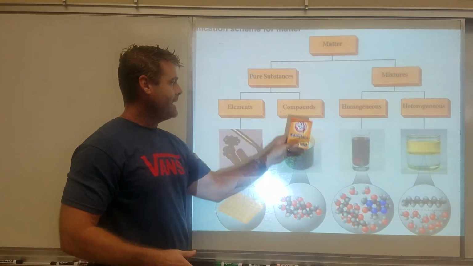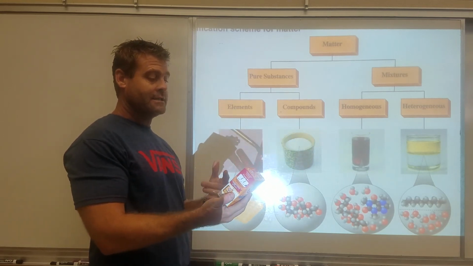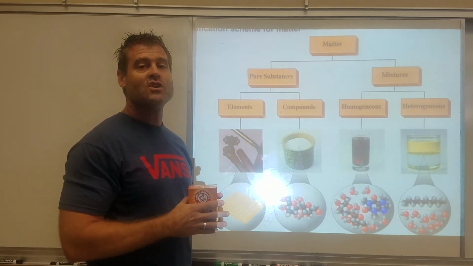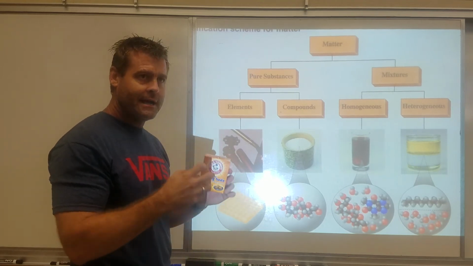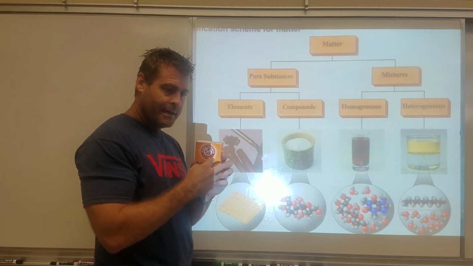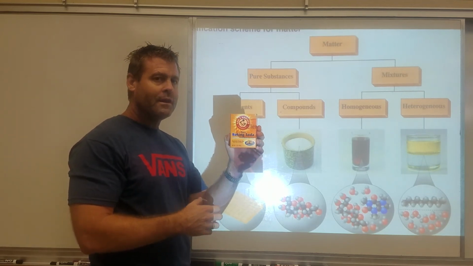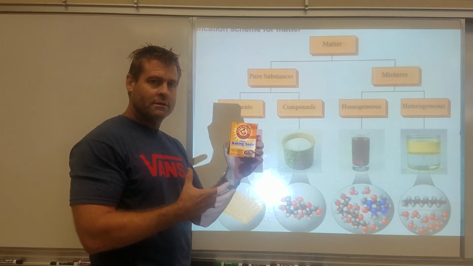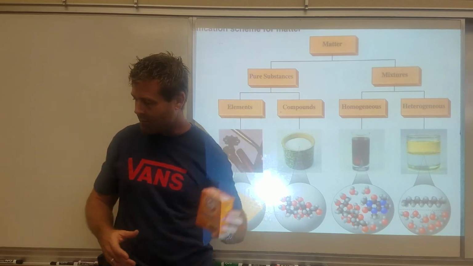It's actually a compound. I don't know if you've ever looked at a baking soda box, but it's going to tell you what it is. Its number one ingredient is sodium bicarbonate. Sodium bicarbonate is NaHCO3. Don't worry about that. It's got a bunch of atoms bound together, but all this contains is sodium bicarbonate molecules. So it's pure, but it's a compound because it doesn't just have one type of atom. That one's a tough one.